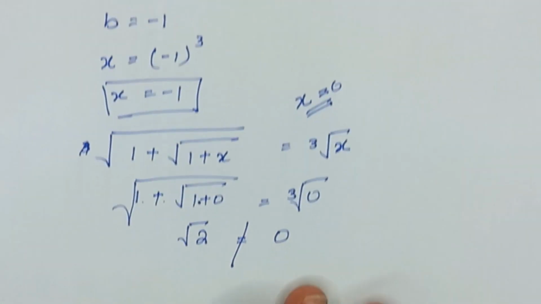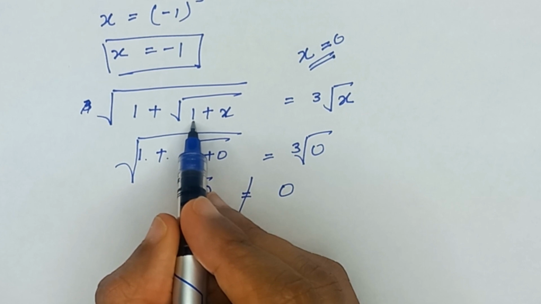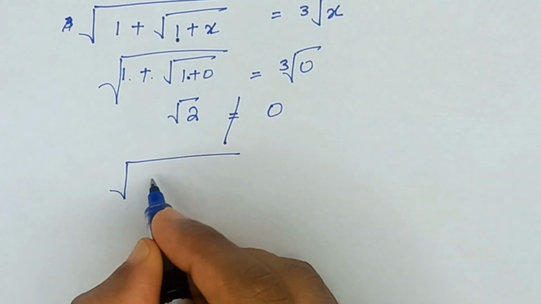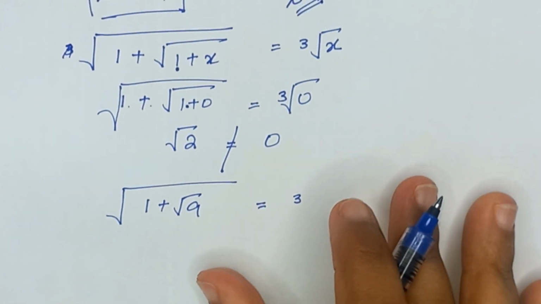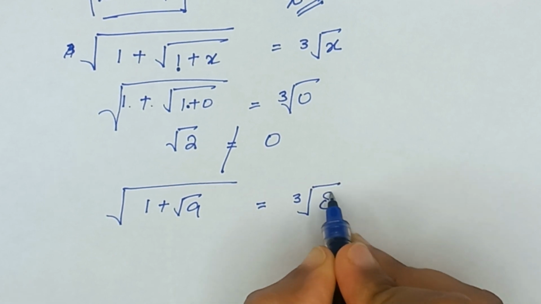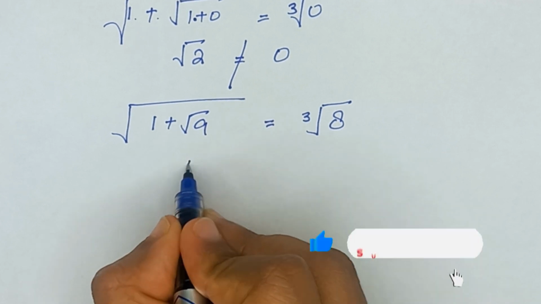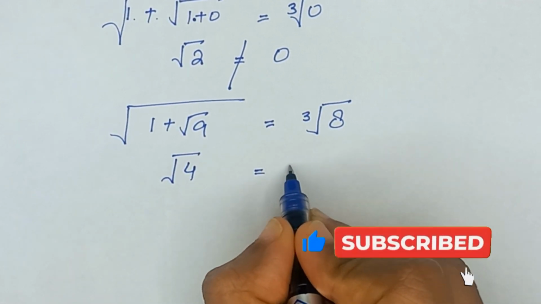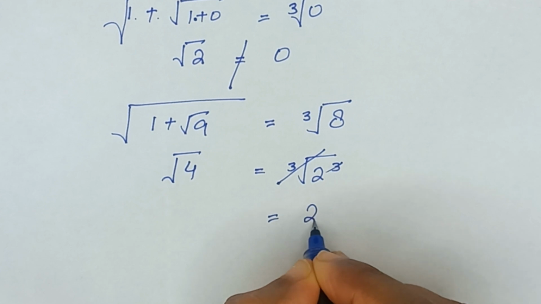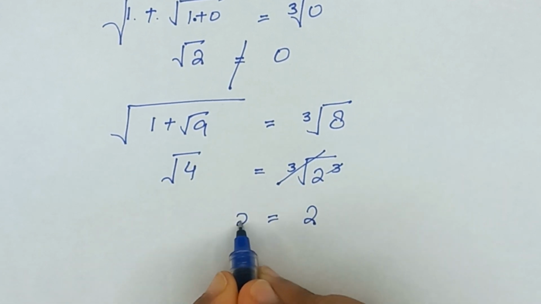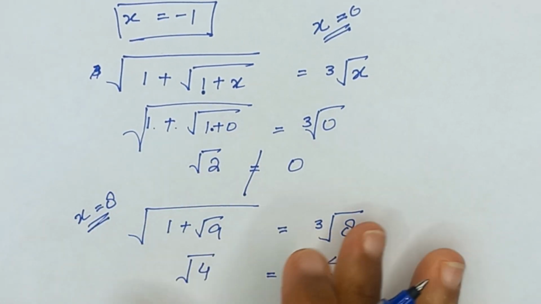Now we will check x is equal to 8. When I will substitute x is equal to 8 here, so it will be 8 plus 1 will be 9. So it will become 1 plus square root of 9, and it will be equal to cube root of 8. 1 plus square root of 9 is 3, so 1 plus 3 will be equal to 4, so it will be square root of 4, and it will be cube root of 8 is same as 2 cube, so cube and cube root will be cancelled out and it will be equal to 2, and we know that square root of 4 is also equal to 2. That's mean x is equal to 8 satisfies our given equation.